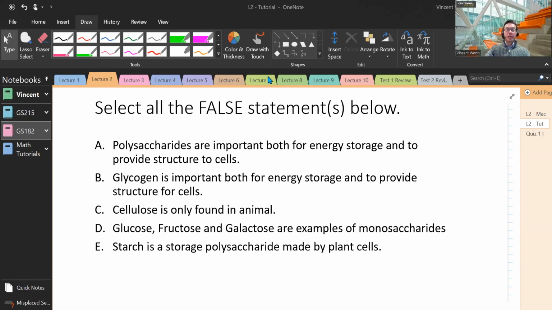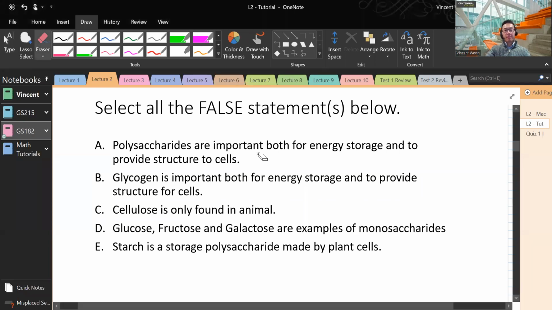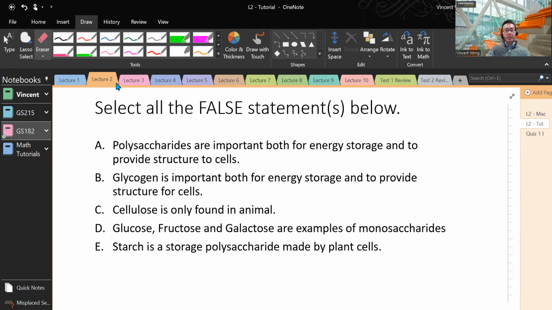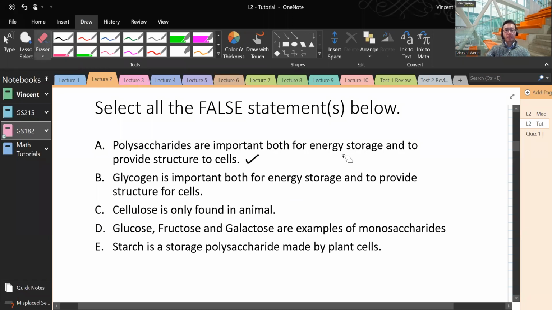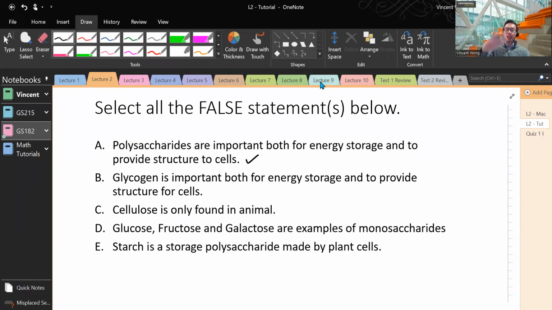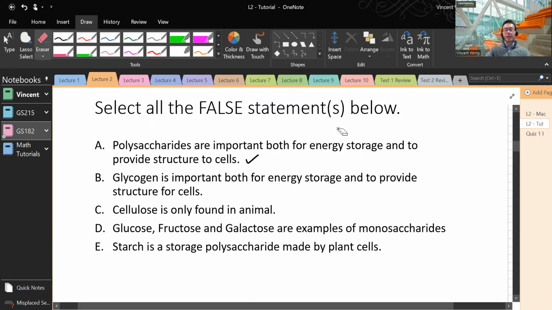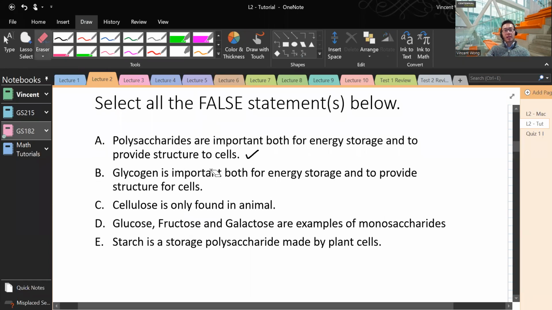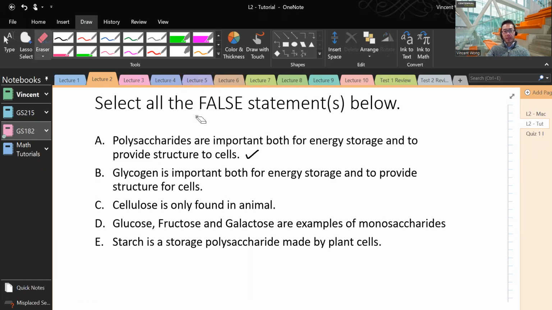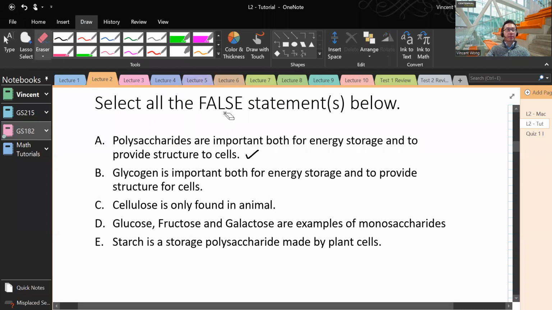All right, let's see. First one: polysaccharides are important both for energy storage and to provide structure to cells. That is correct, right? Energy storage, we're talking about the starch and the glycogen, and to provide structural support, we're talking about the cellulose. So that's correct. We're looking for the false statement.